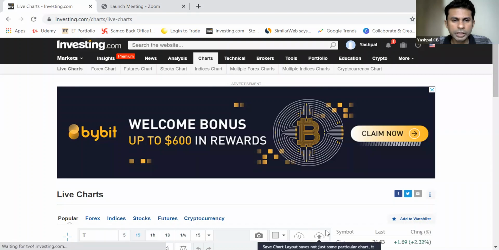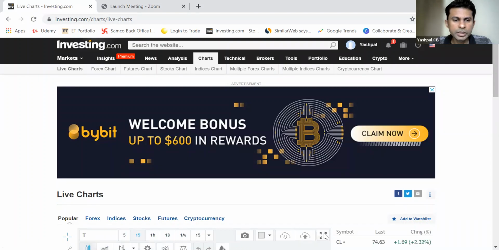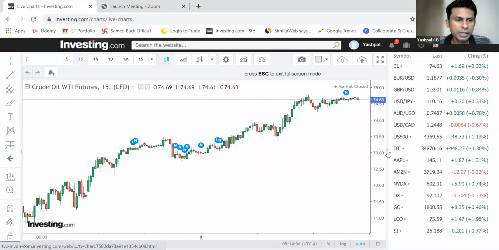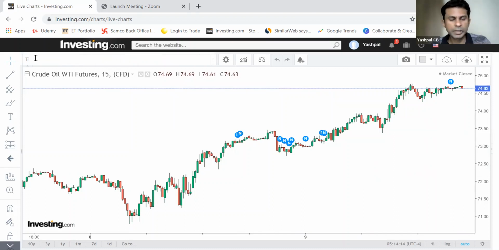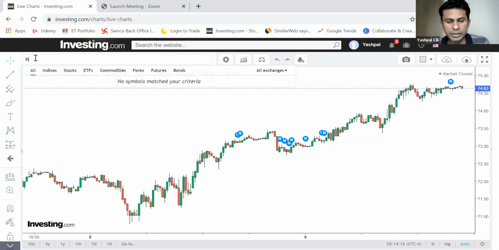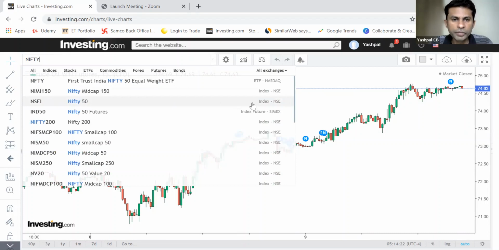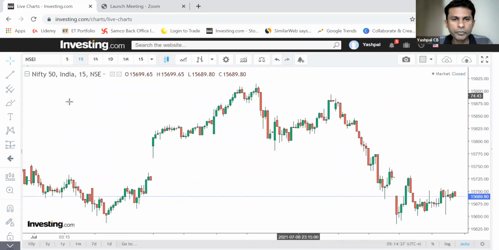Here you can see this is full screen mode. I click on full screen and I will add the widget. This is where we will get the chart. At the top left side, you can type whichever stock you want to see the chart for. I'm going to open the Nifty 50 chart, Nifty 50 index NSE.